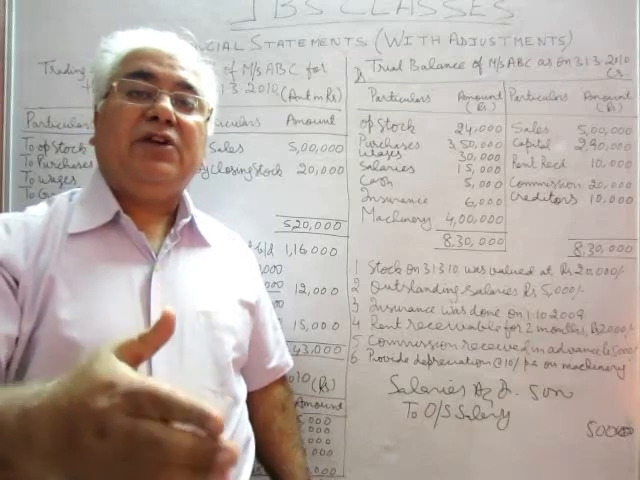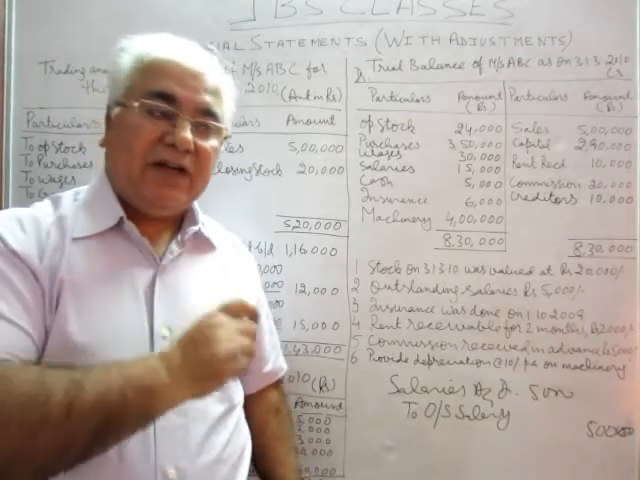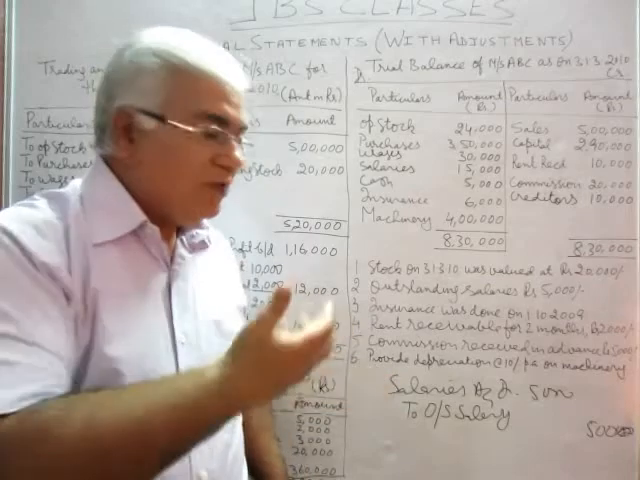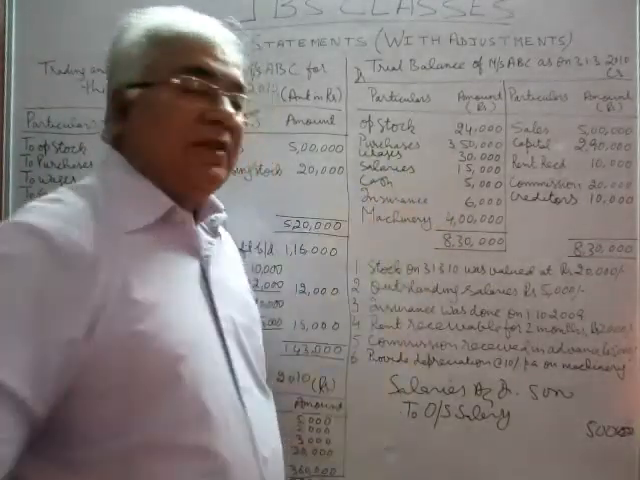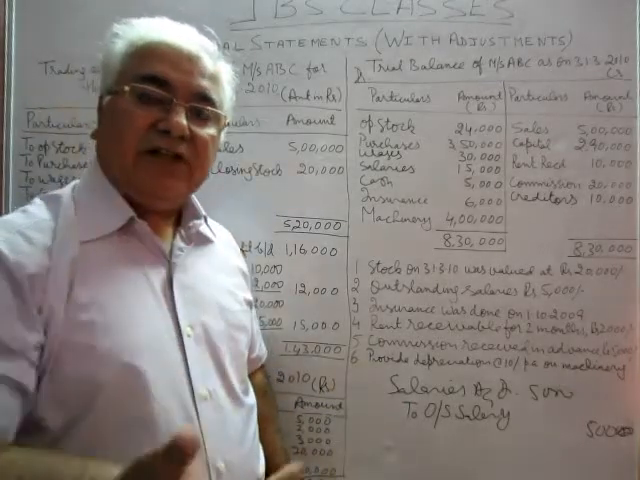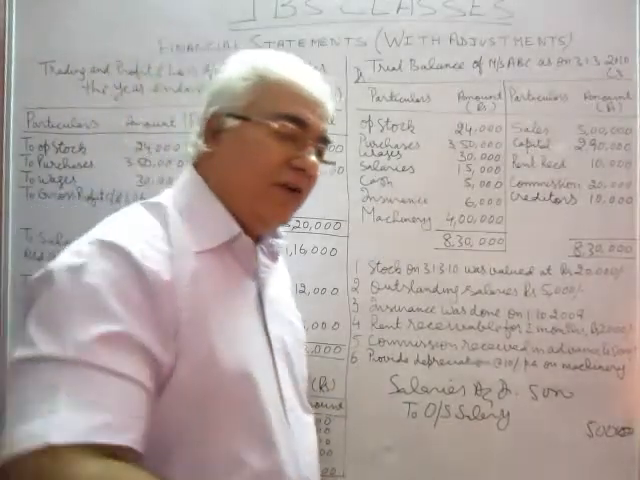So similarly, you should reduce your expenses which you have incurred this year by say half the amount you have spent on insurance. How much? 6,000. That means 3,000 belongs to next year. And what shall be the entry for that?